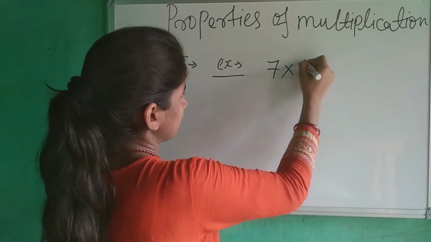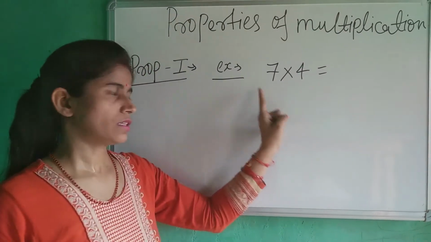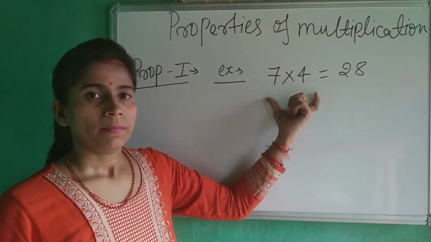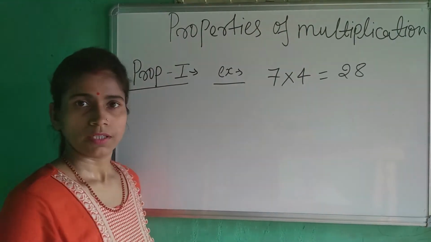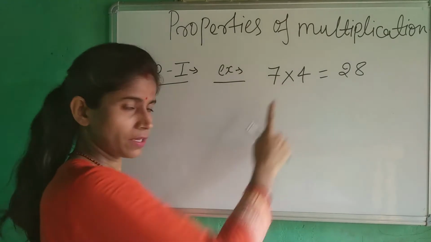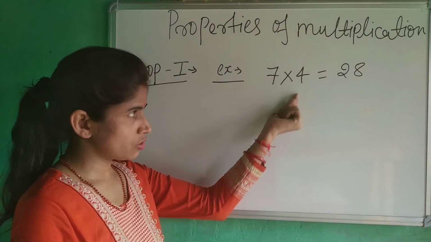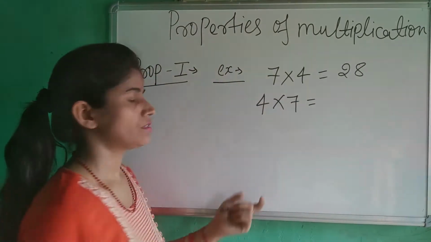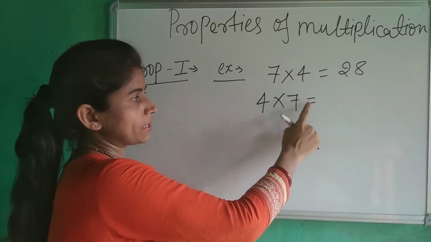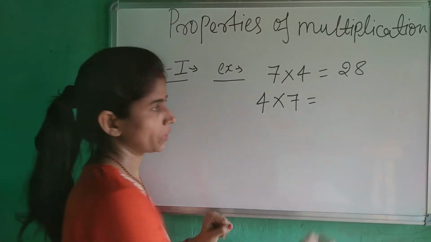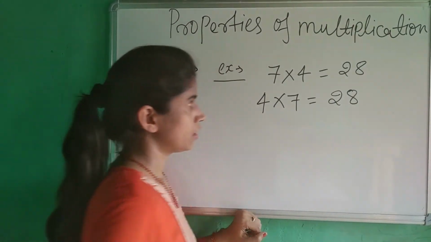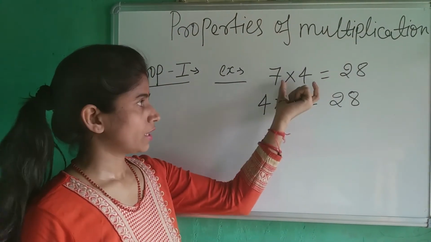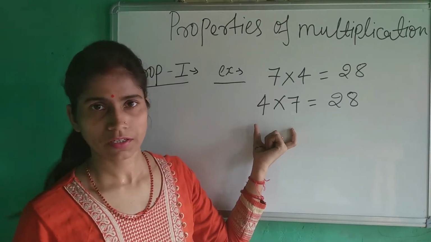As for example, 7 multiplied by 4. What will you get? 7 4s are 28. You can multiply by changing the order of the numbers. 7 multiplied by 4 I have written. I can change the order and write 4 multiplied by 7. The answer will be the same. How? 4 multiplied by 7, 4 7s are 28. You can see the order is not mattering here. So you can change the order of the numbers in multiplication.